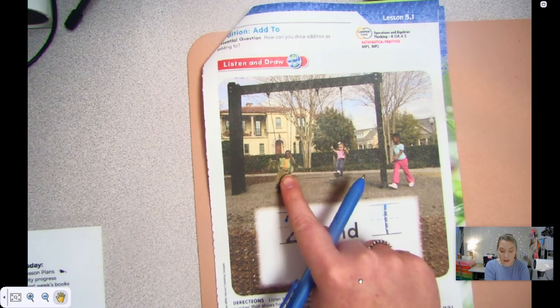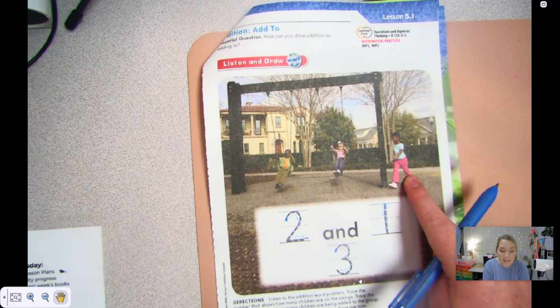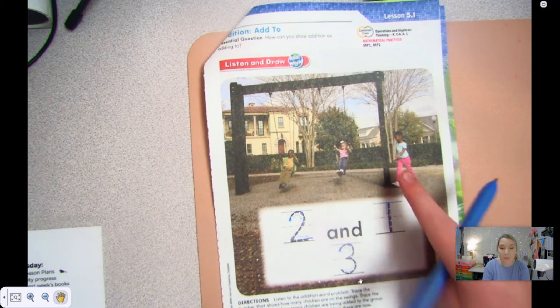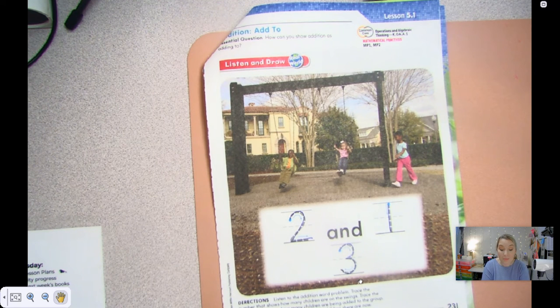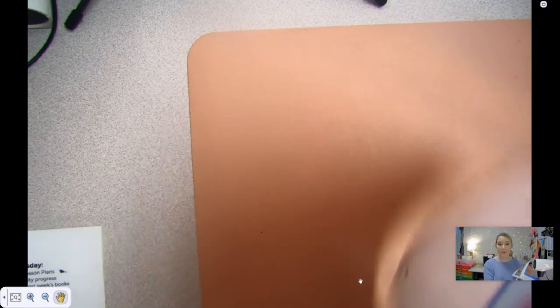And that's because now we had 2 children. Now we added 1 more friend. Now we have 3 friends, 1, 2, 3, all together. And boys and girls, that is addition. When we take something that we already have and we add something to it, that is addition. Make sure you've traced all these numbers and let's flip the page. You're doing a great, great job.